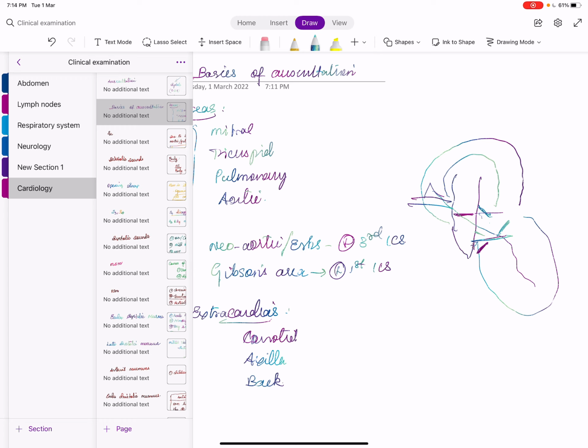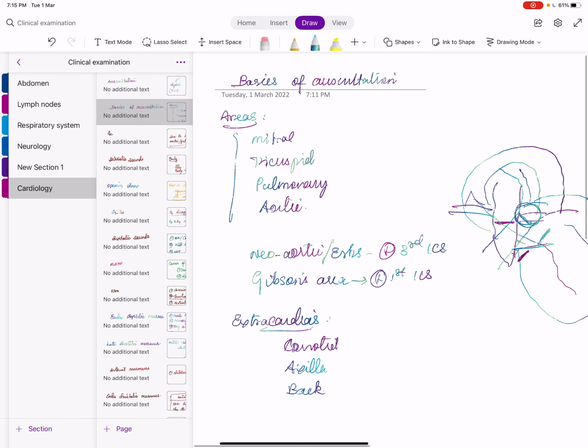Now S2, I told you there are two components. What are the other important events which occur between S2 and the next S1? Opening up. I told you the mitral valve and tricuspid valve open twice. So the first time it opens, it is due to the rapid filling phase of diastole. If there is a sound produced due to the rapid filling phase of the ventricle, that sound is called S3.